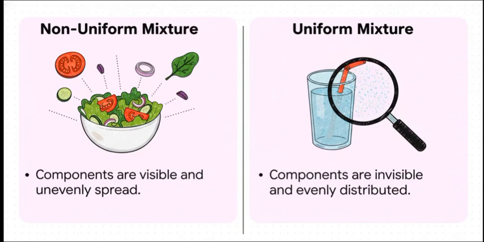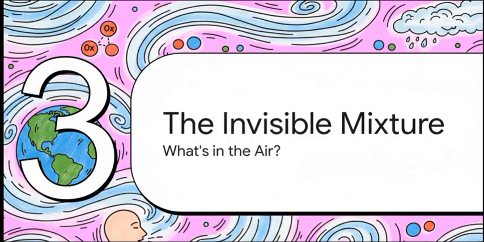So, let's just do a quick recap to make sure that sticks. In a non-uniform mixture, like our salad, you can see the different components, and they're spread out unevenly. But in a uniform mixture, like the sugar water, the components are totally invisible and spread out perfectly evenly. Simple as that.